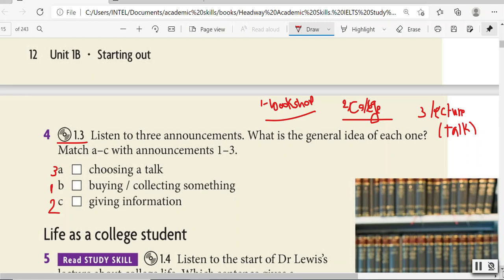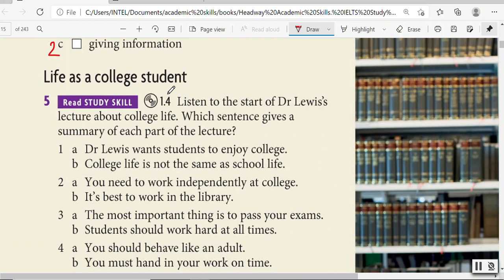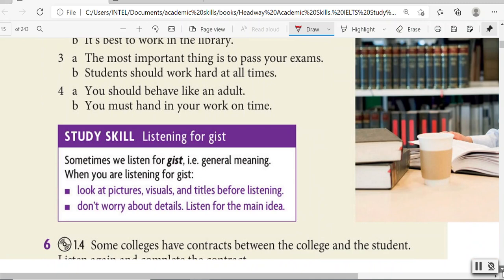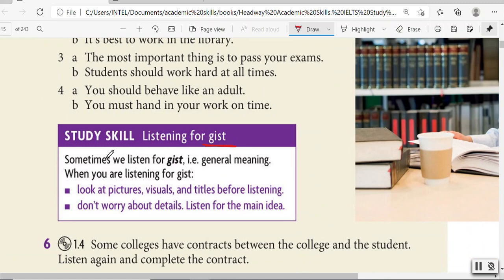Let's move to another exercise. Life as a college student. In here we have a study skill box. Before reading this, let's move to the study skill box. Listening for gist. Gist, what does it mean? Sometimes we listen for gist. It means general meaning. When you are listening for gist, look at the pictures, visuals, and titles before listening. Don't worry about details, listen for the main idea.